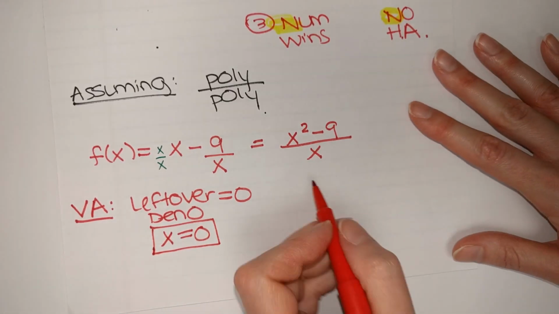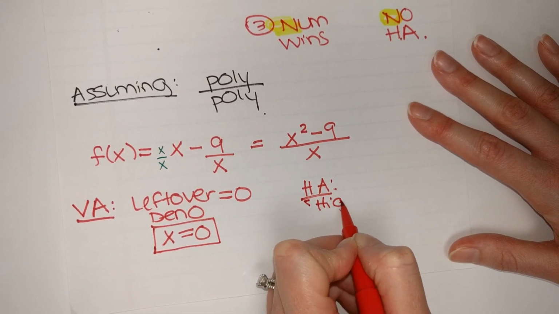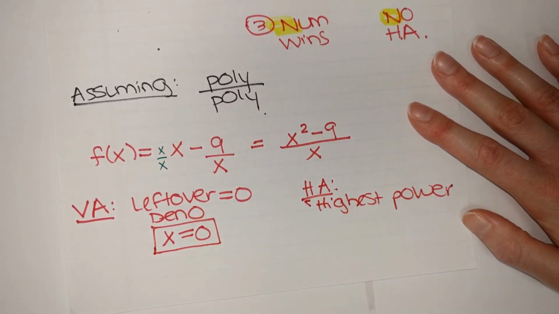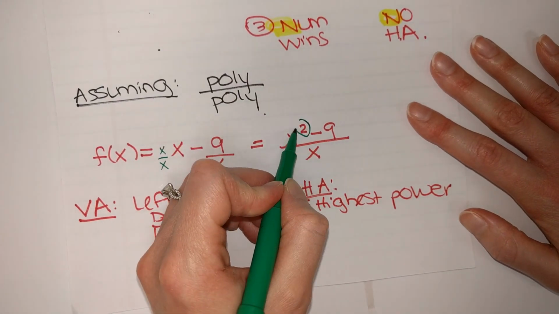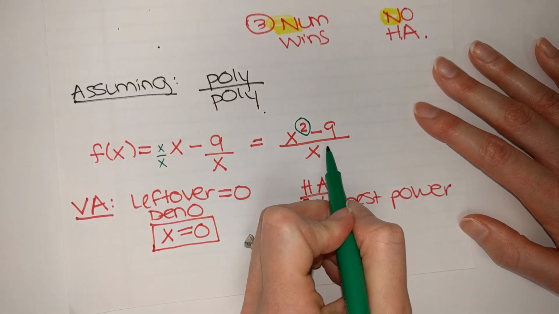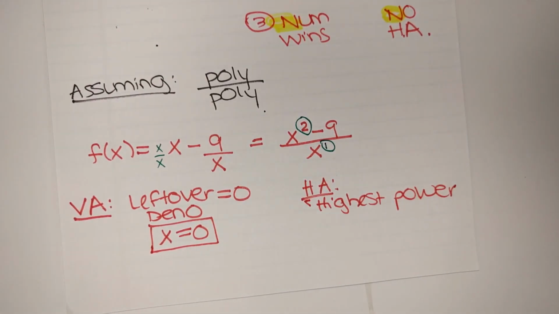Now, for the horizontal asymptote, that is where we compare the highest power. So the highest power that we have in the numerator is x squared, and I always like to kind of circle it. So this is our x squared highest power, and in the denominator, the highest power is x to the first. So we're asking ourselves who wins here.